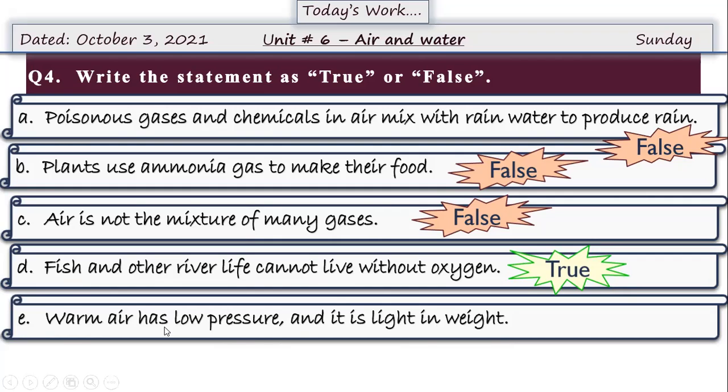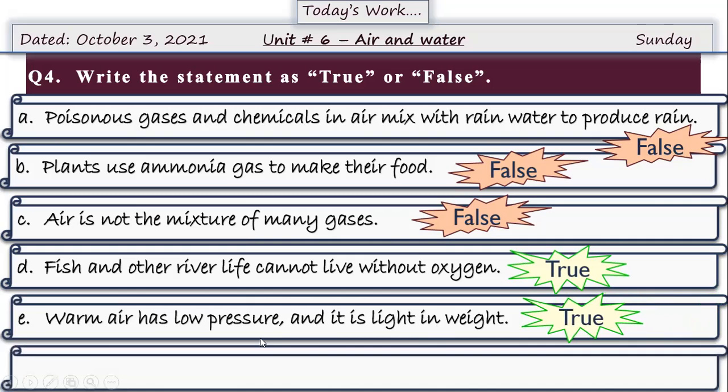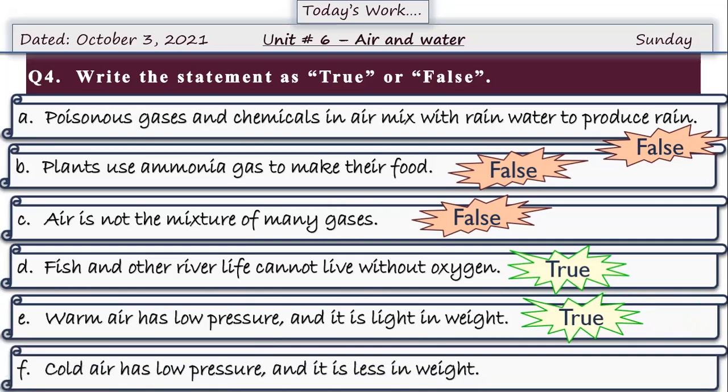E. Warm air has low pressure and it is light in weight. Yes, it's a correct statement. That's why, due to being light in weight, we put the heater down on the floor. I hope that you enjoy learning, students. F. Cold air has low pressure and it is less in weight. It's a false statement, students, because cold air is heavy in weight. That's why we put the AC on the top of the wall.